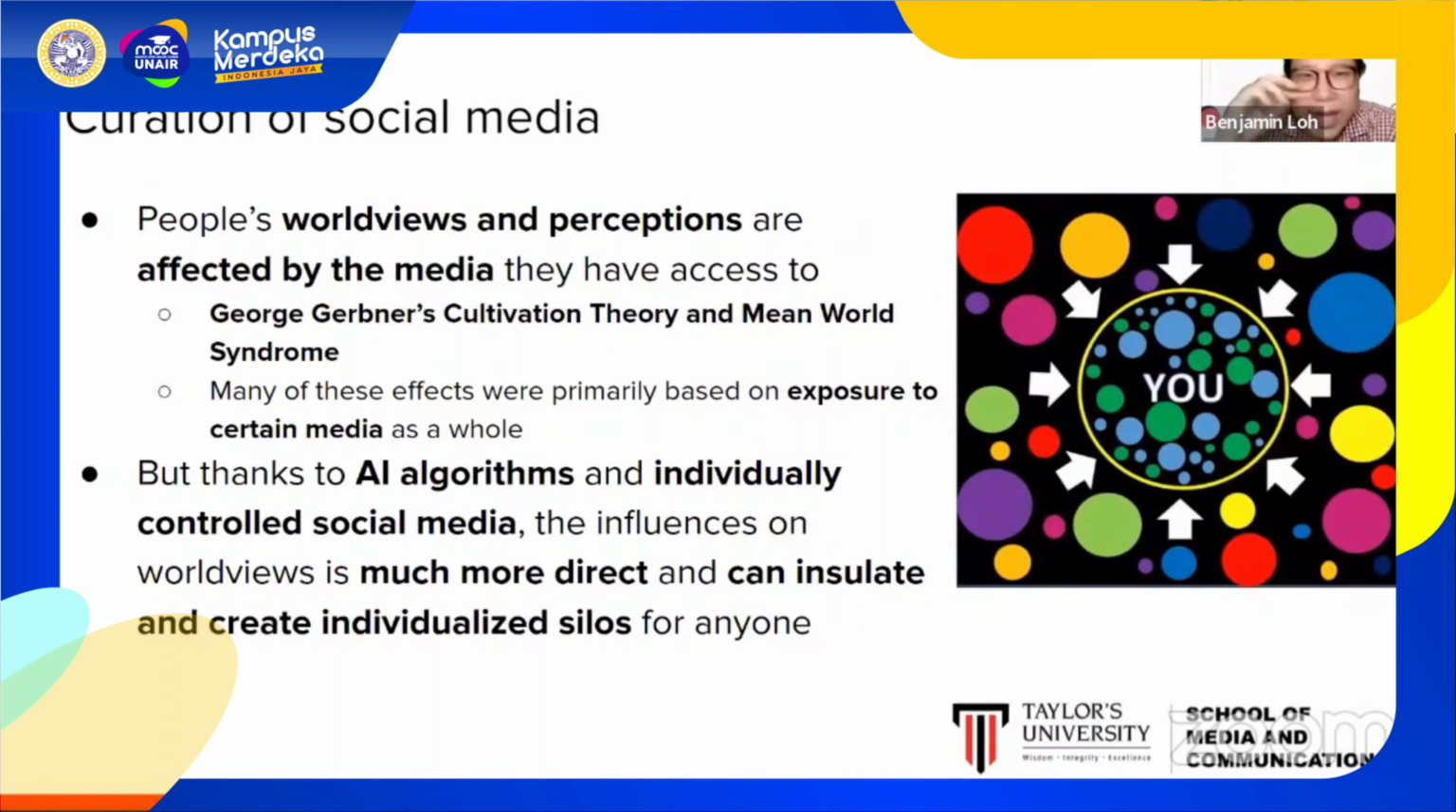thanks to AI algorithms and of course individually controlled social media, whereby when you say you are exposed to social media, your social media exposure is going to be different from everyone else's, because social media allows you to curate your experience. You can choose who you want to follow, who you want to watch. Any content that you don't like, you can downvote it. You can say that you don't want to watch it ever again. And so that's what you choose.